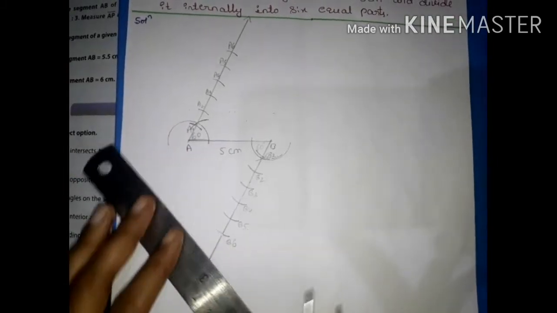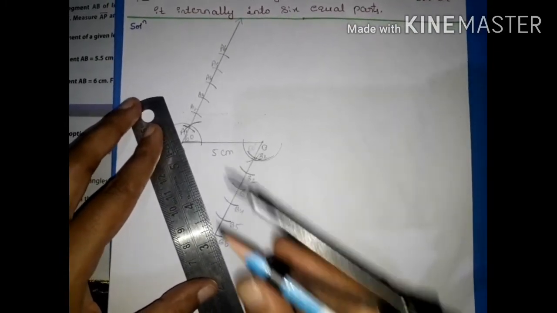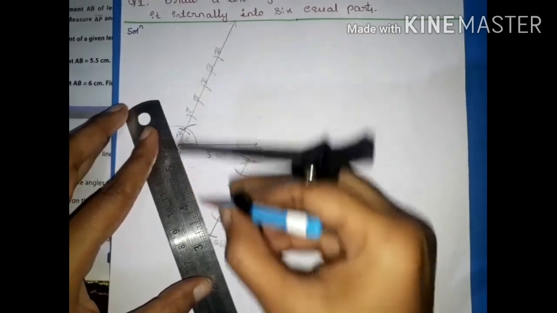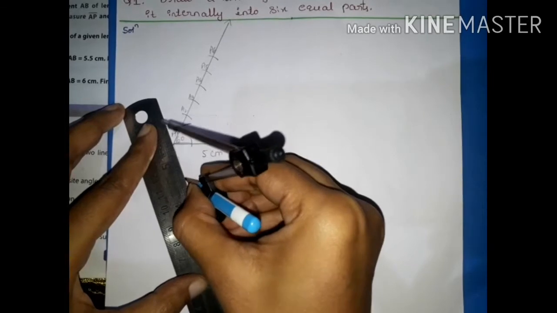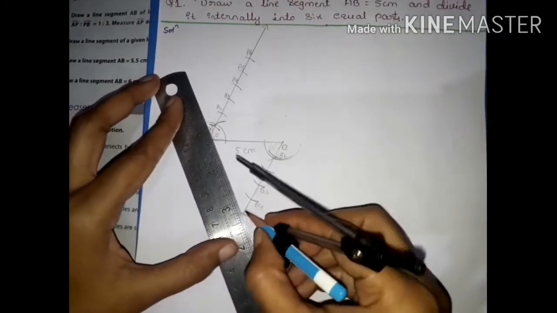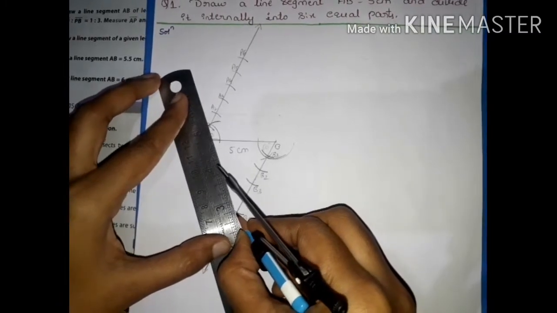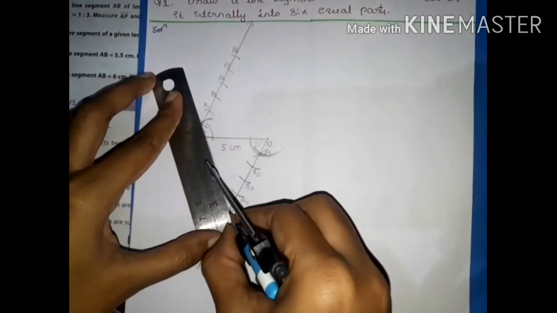You have to join from A point to B6. You can draw a dotted line or a straight line as you wish. The last 2 line segments you can draw dotted or straight lines. Here I am going to draw dotted lines. Join A to B6. Next, A1 to B5. You have to draw a line, not a dotted line here.